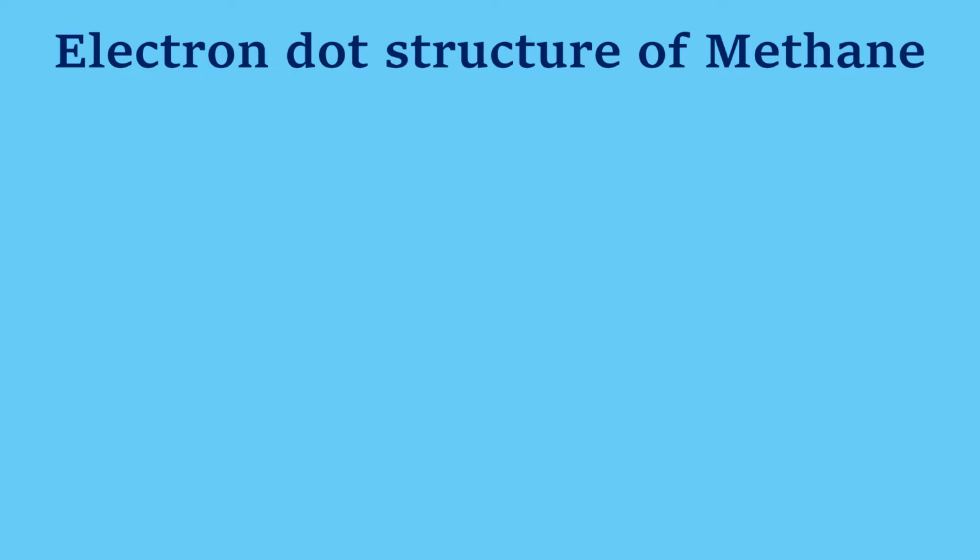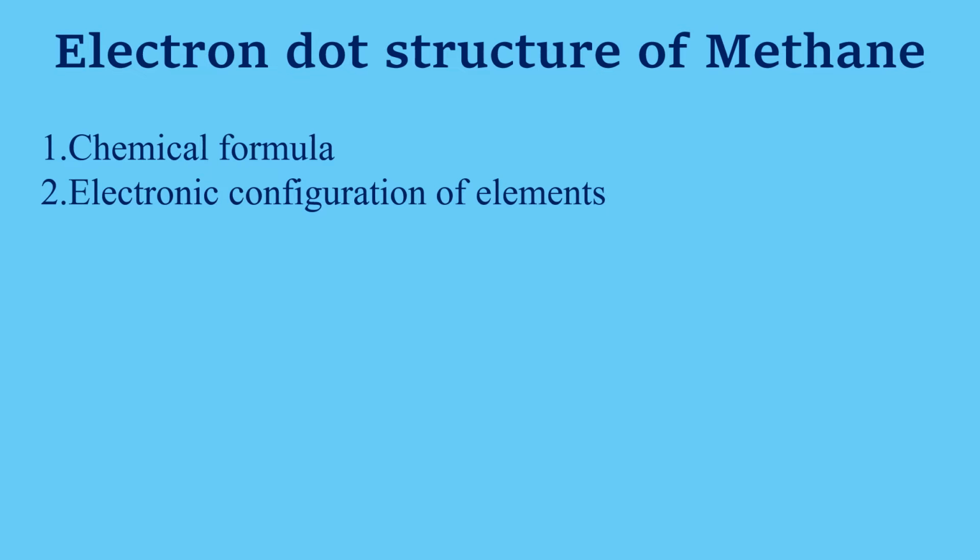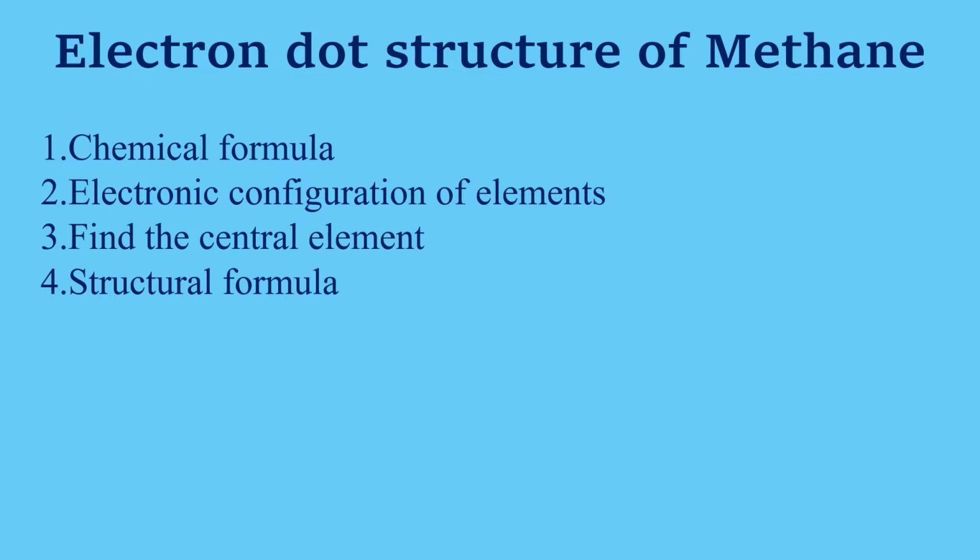Let's start. To draw the electron dot structure of the given compound, first of all, we must know the chemical formula of the given compound, the electronic configuration of elements present in the compound, find the central element of the compound, draw the structural formula, and in the last, the electron dot structure. So these are the steps to draw the electron dot structure of the given compound.